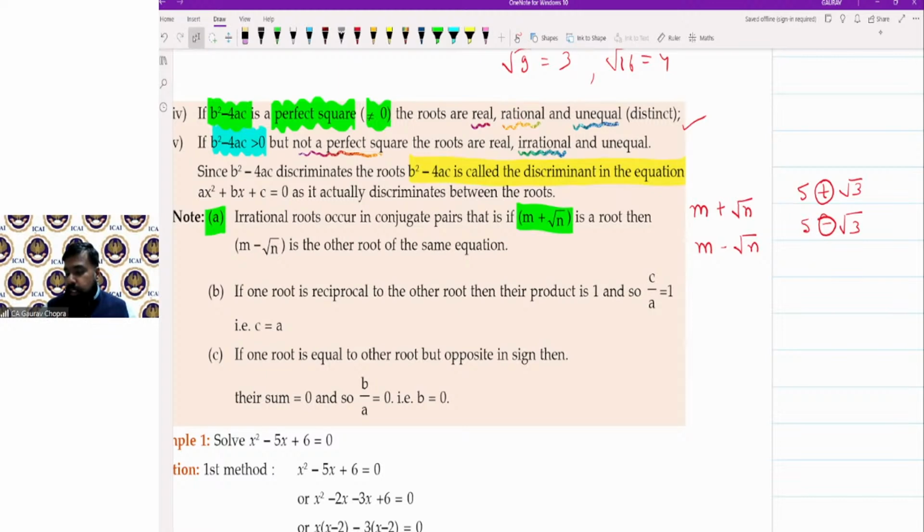Then Sadhana is asking whether b square minus 4ac can be read as subduplicate of discriminant. No, it is not a subduplicate. Only this value is known as discriminant. This value is known as discriminant.